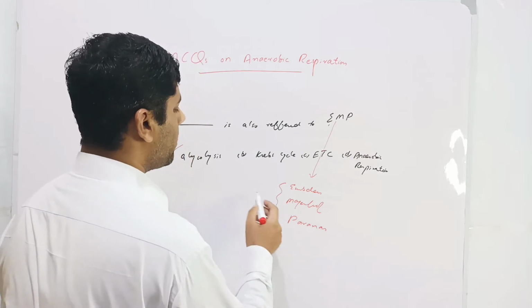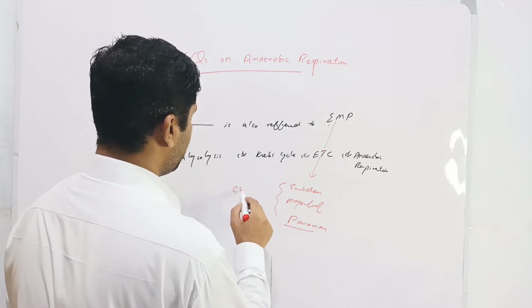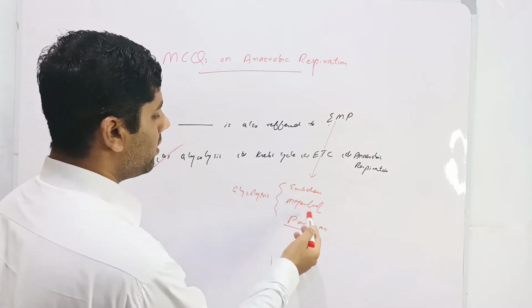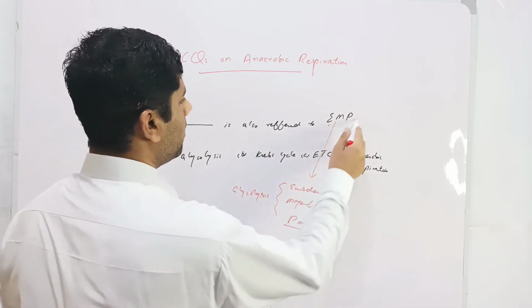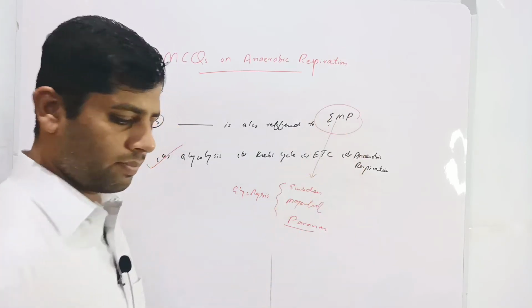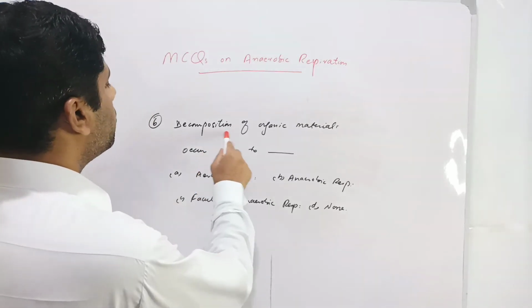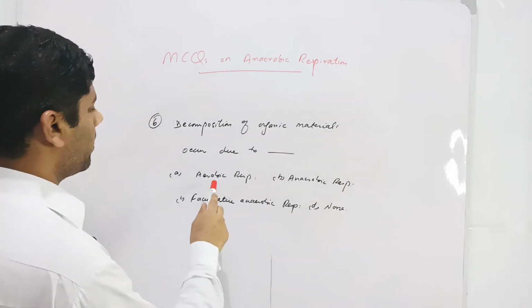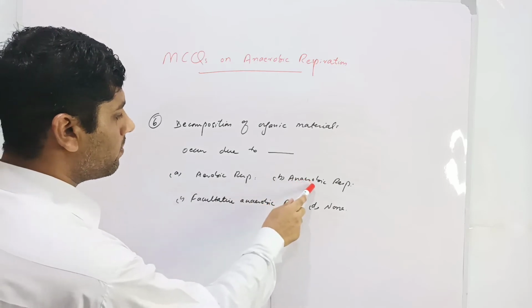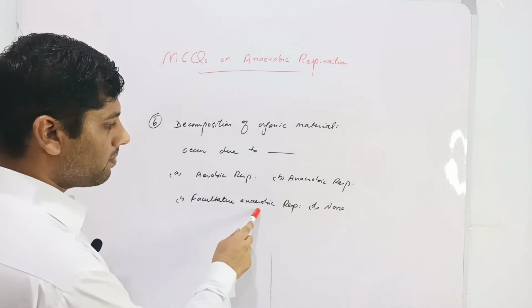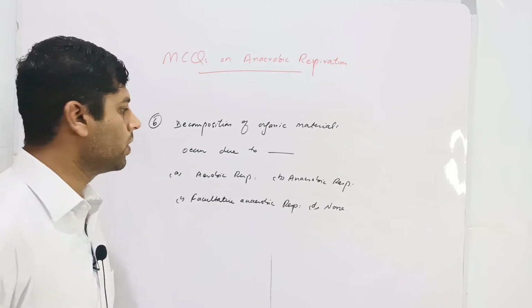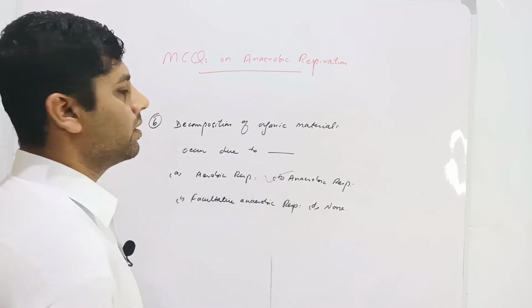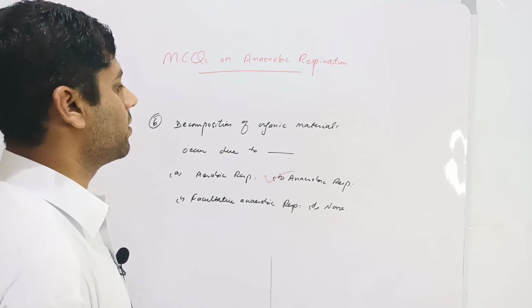So there were three scientists who discovered the process of glycolysis, and therefore glycolysis is also called Embden-Meyerhof-Parnas, or simply the EMP pathway. Next question is, decomposition of organic materials occurs due to dash. Options given are aerobic respiration, anaerobic respiration, facultative anaerobic respiration, or none of these. So the correct option is anaerobic respiration because these bacteria, the anaerobes, decompose the organic material.